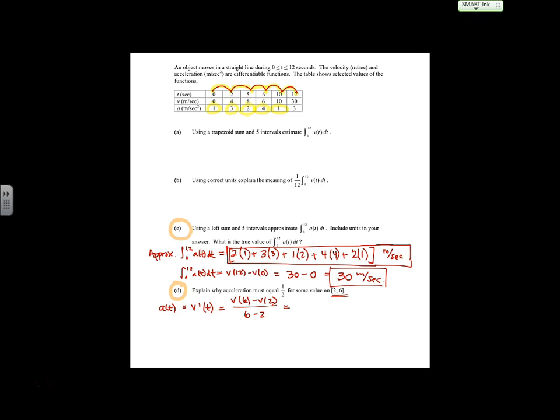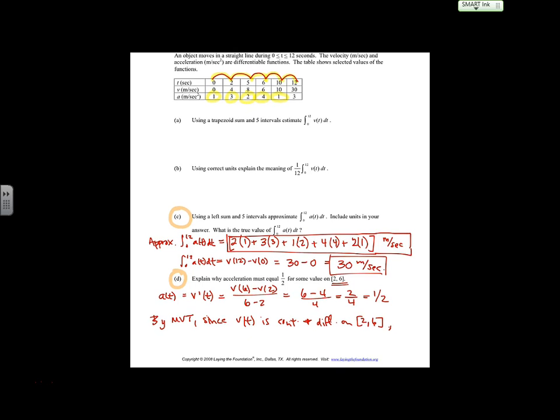I'm going to my table. V of 6 is 6, right? V of 2 is 4. And 6 minus 2 is 4. What's 2 over 4? So I can say by MVT, since V, let's see, a function has to be continuous and differentiable, right? And motion always is continuous and differentiable on 2 to 6.